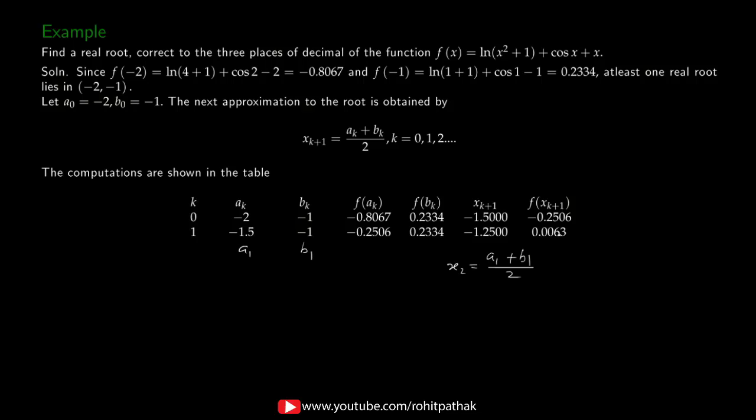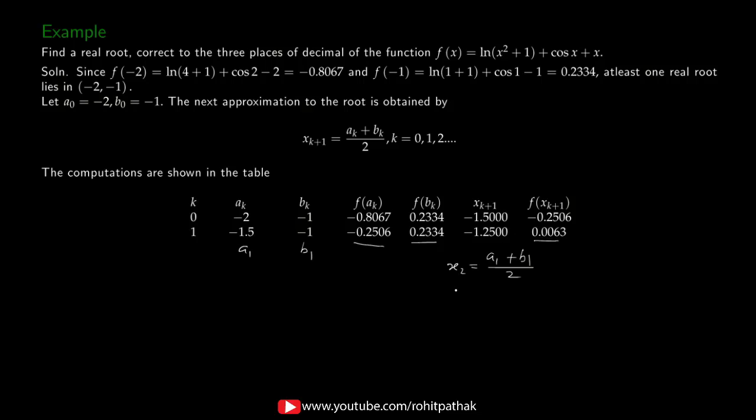Again, you find the interval in which the root lies. So look at these three values. At every step you have to check the three values of the function, and see which two are of opposite signs. We find that this time f(ak) and f(x(k+1)) are of opposite signs. f(ak), this -0.2506, corresponds to -1.5, and 0.0063 corresponds to -1.25.